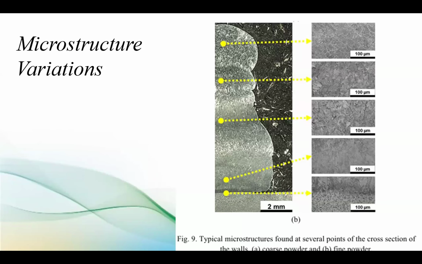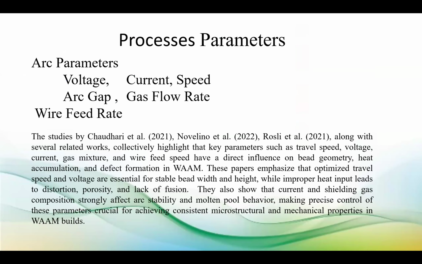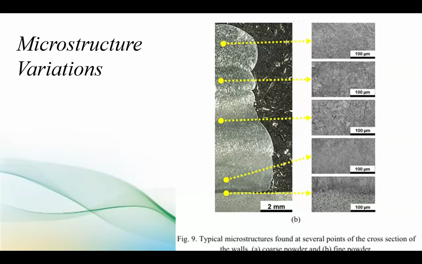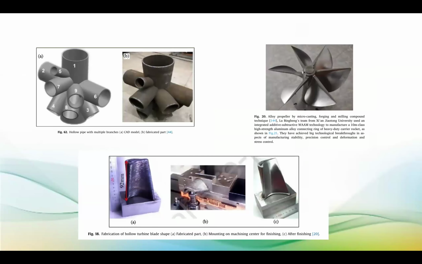Even with these limitations, I already explained there are process parameter limitations, optimizations are not complete, microstructural studies are not complete, still going on because there are variations in WAM built products. Still, this shows interesting products that can be manufactured only by the WAM process. First one is a hollow pipe with multiple branches, which can be manufactured only by the WAM process.